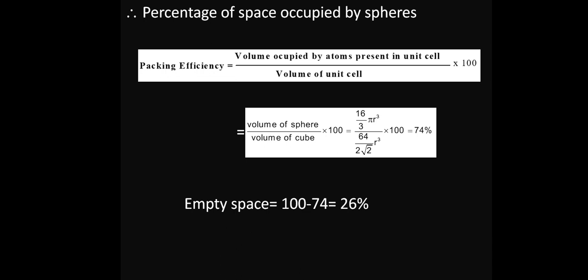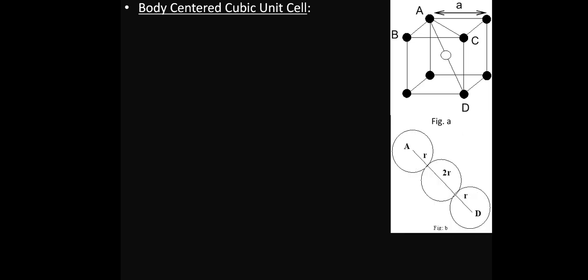In a very similar way, let us move into the body-centered cubic unit cell. Let us draw the figure of a body-centered unit cell, where you can see the 8 corner atoms and 1 center atom. Then we draw that line AD. Remember that in a body-centered cubic unit cell, the center sphere, which you can see in figure A, touches all the spheres on the corners, all the 8 spheres.